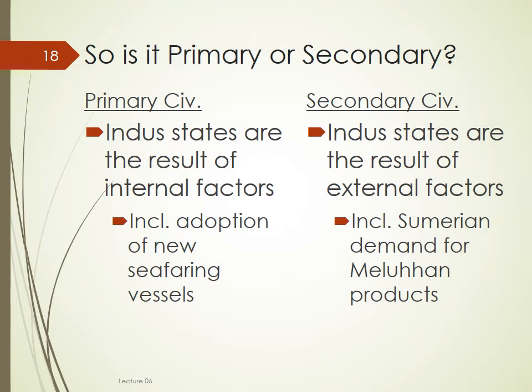It seems then that an earlier trend toward civilization in the Indus Valley was suddenly transformed to full statehood by a combination of internal factors, especially the adoption of new ocean-going vessels, and external factors, particularly Sumerian demand for Indus imports. As with the adoption of agriculture, the distinction between primary and secondary civilization is not as helpful as one might hope. Indus civilization exhibits aspects of both.